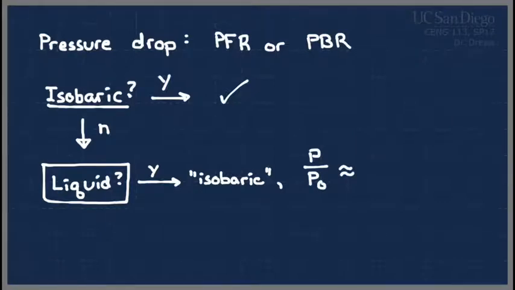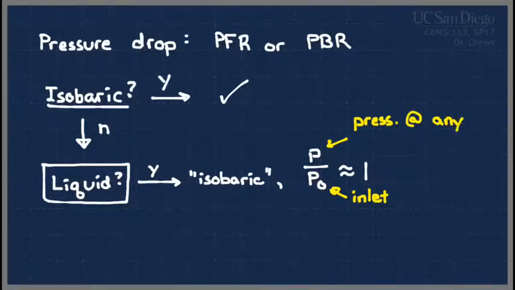That showed up in either the V term on the bottom for a batch reactor or the little v term on the bottom for a flow reactor. And so that ratio of pressures is about one. So the P0 is the inlet pressure, and the P up here is pressure at any location V if you're in a plug flow reactor, or any location W if you're in a packed bed reactor. What do I mean by it's a pressure at any particular location?